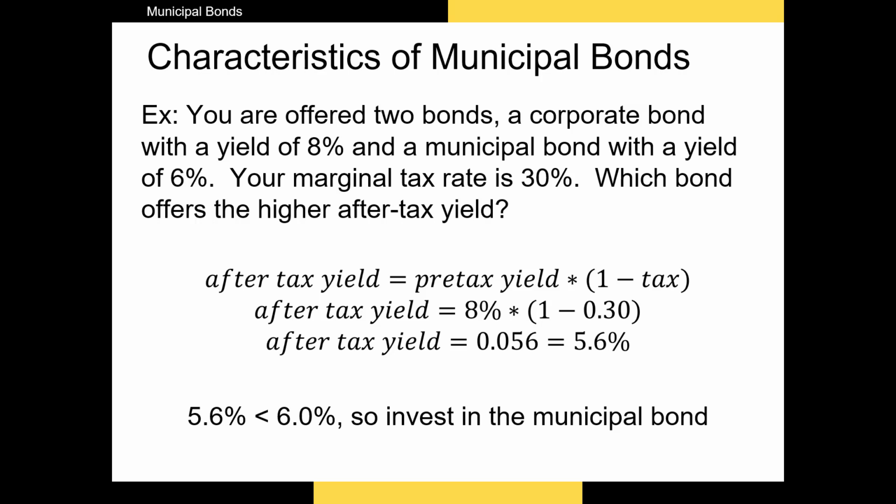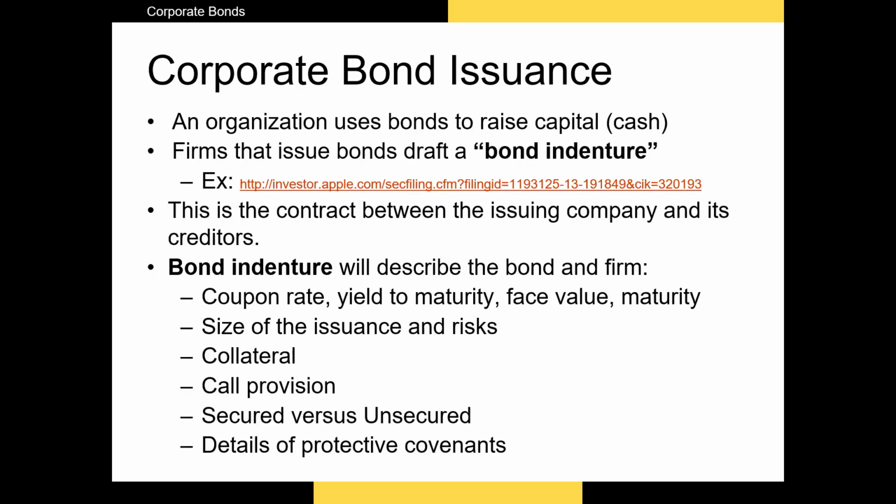0.056 or 5.6%. Now, because 5.6% is obviously less than 6%, assuming everything else is equal, including the time to maturity and the other characteristics of both these bonds, in this case, we would want to invest in the municipal bond rather than the corporate bond because it offers us, as investors, a higher interest rate.